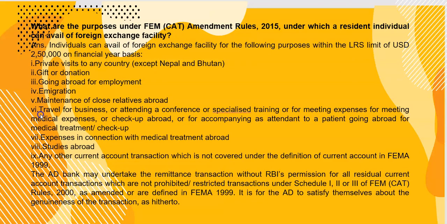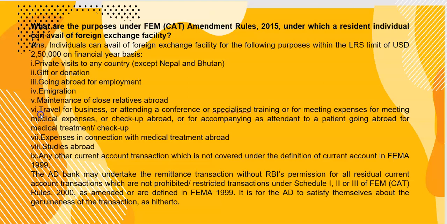So what are the purposes under the FEMA Current Account Amendment Rules 2015, under which resident individuals can avail of foreign exchange facility? Indian individuals can avail a foreign exchange facility for the following purposes within the LRS limit of US dollars 250,000 per financial year basis. Private visits to any country except Nepal and Bhutan.